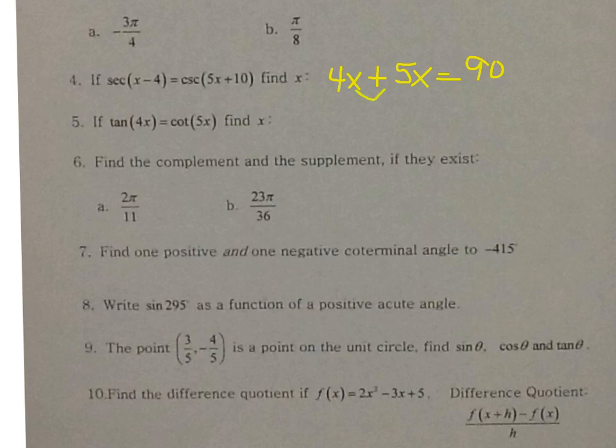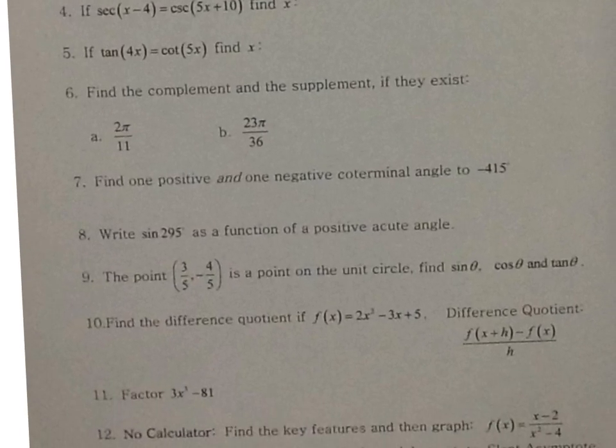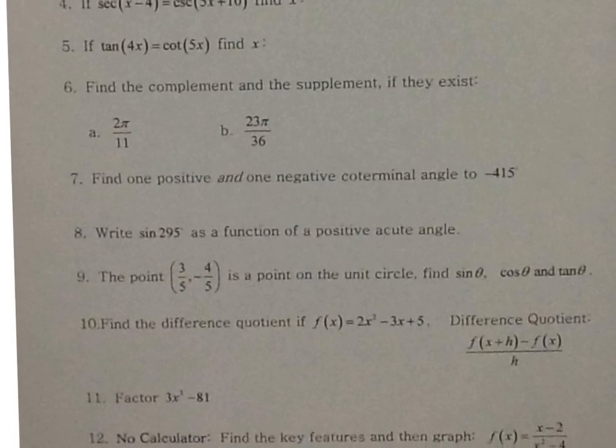So this is 9x equals 90. So x is equal to 10. Okay, so let's take a look at number 6. It says find the complement and the supplement if it doesn't exist.